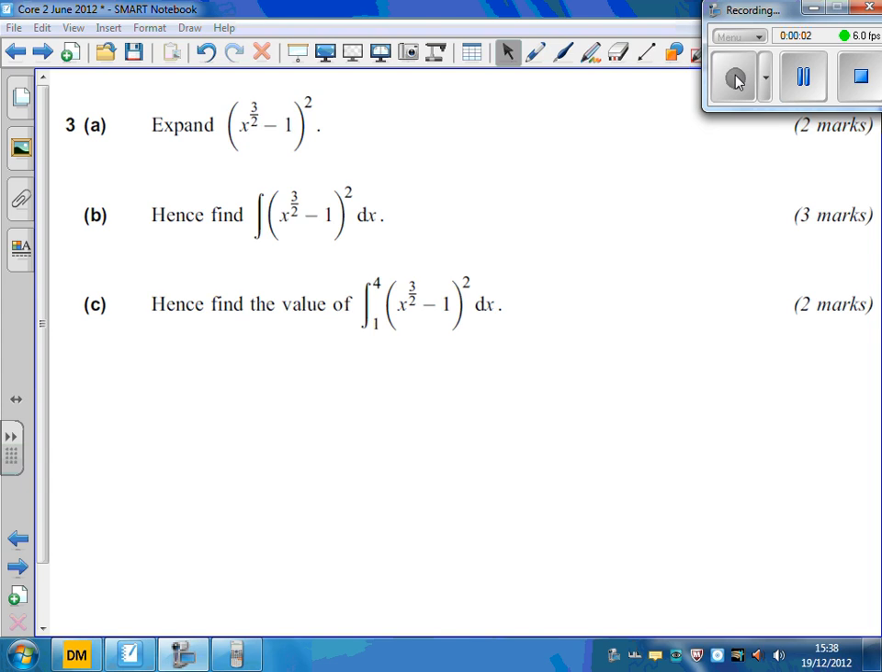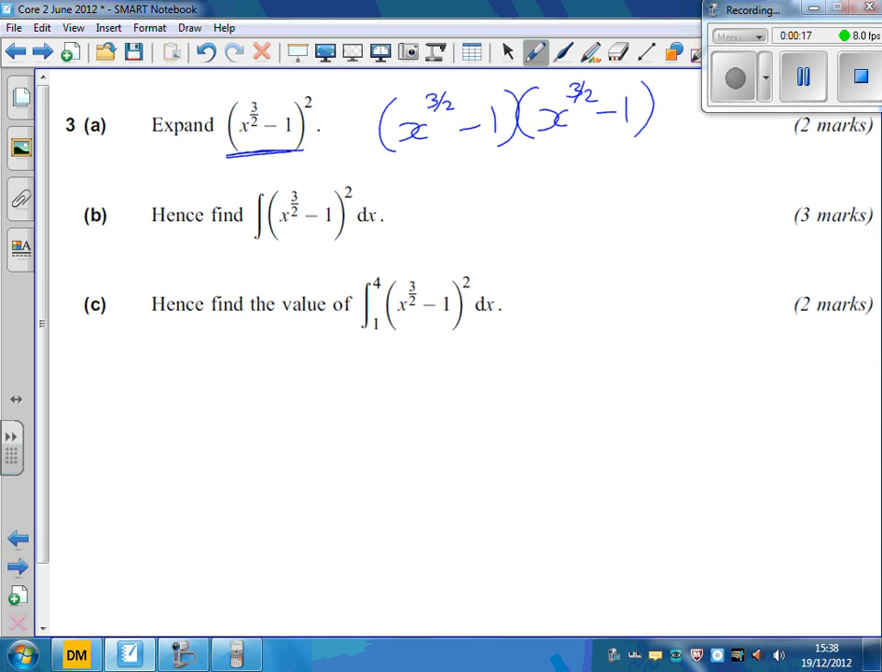June 2012, Core 2, third question. First thing is asking us to expand this, to multiply this out. And a lot of people are making a mistake here. Because it's so important for the rest of the question, take your time on it. Everything stems from this. So squared means times itself, of course.